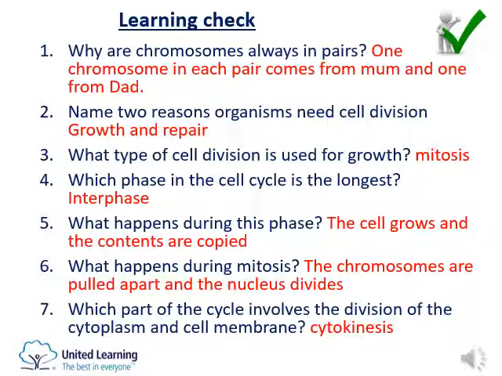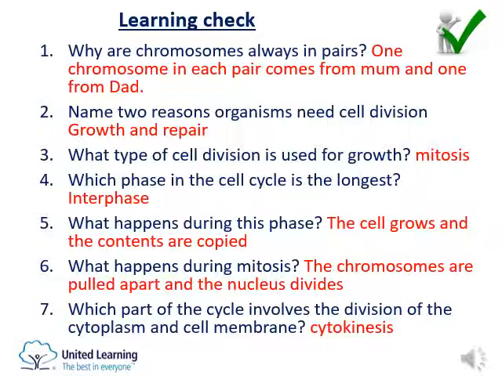Number 3, what type of cell division is used for growth? It's that fancy word that we looked at, it is mitosis. There's another type of cell division, but you won't look at that until year 11. Question number 4, which phase in the cell cycle is the longest? It has to be interphase. Interphase is significantly longer than mitosis or cytokinesis.